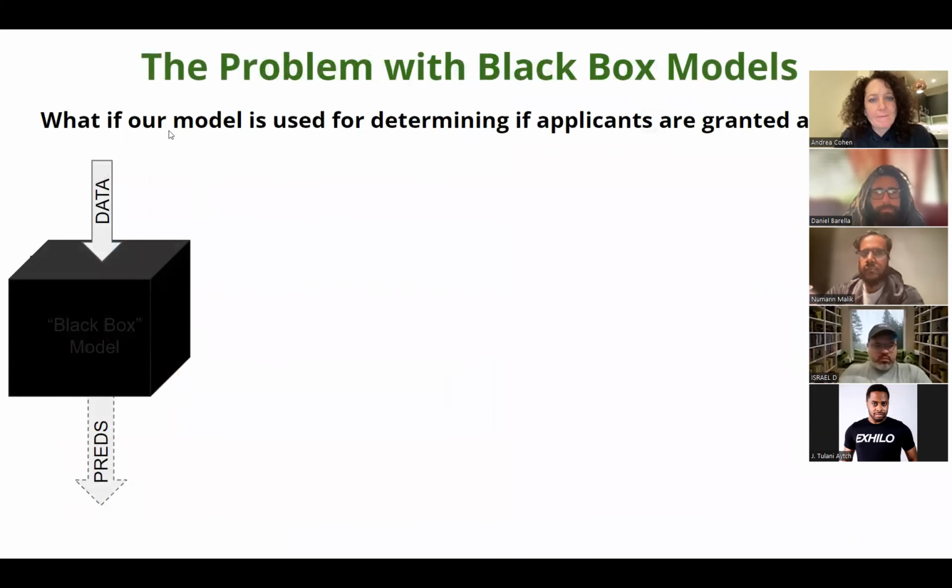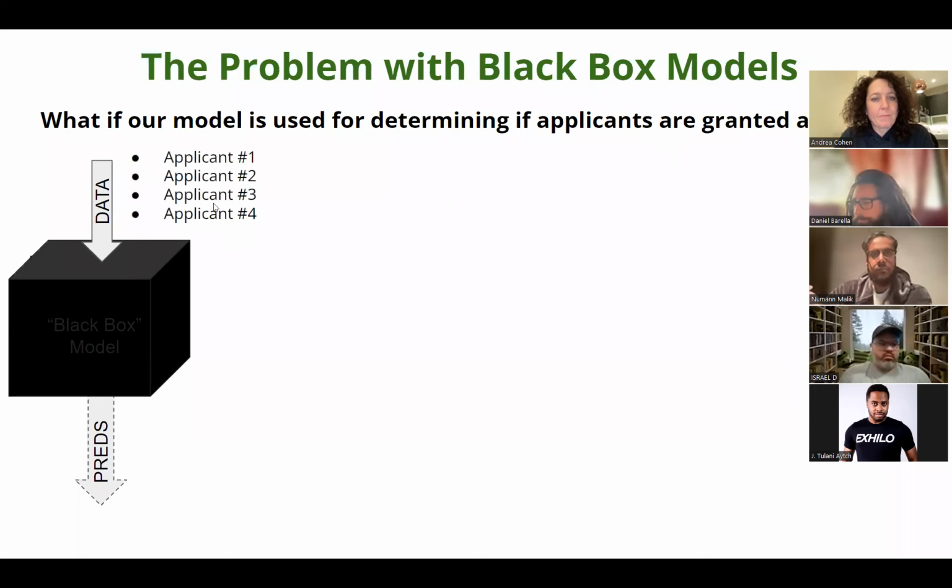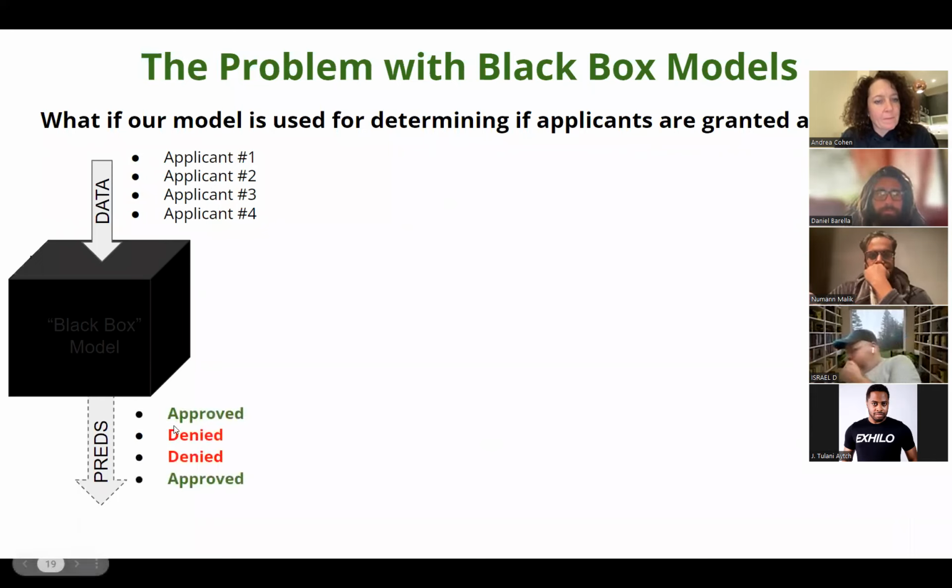Now we will discuss one example again. What if our model is used for determining whether applicants are granted a loan or not? Let's say we have four applicants. We give the input to this model. Now my model says the first applicant and the fourth applicant are approved for the loan, but two applicants are not approved at all.